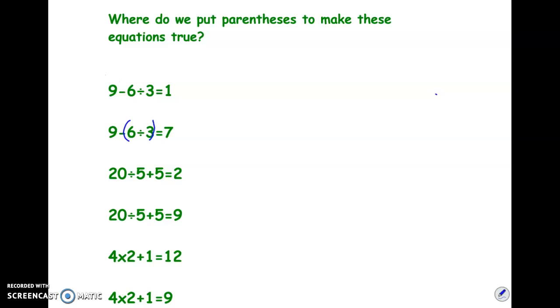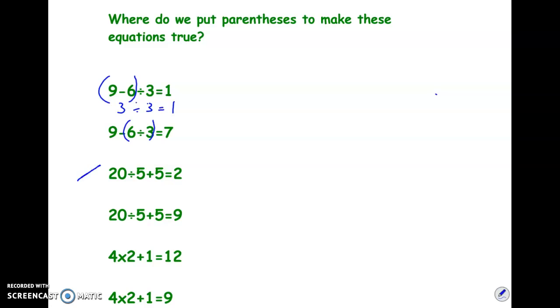To get 1, I'm going to need to go in a different order against the order of operations. So if I put parentheses around these 2 numbers, I get 9 minus 6 is 3, and then I get 3 divided by 3 is 1.